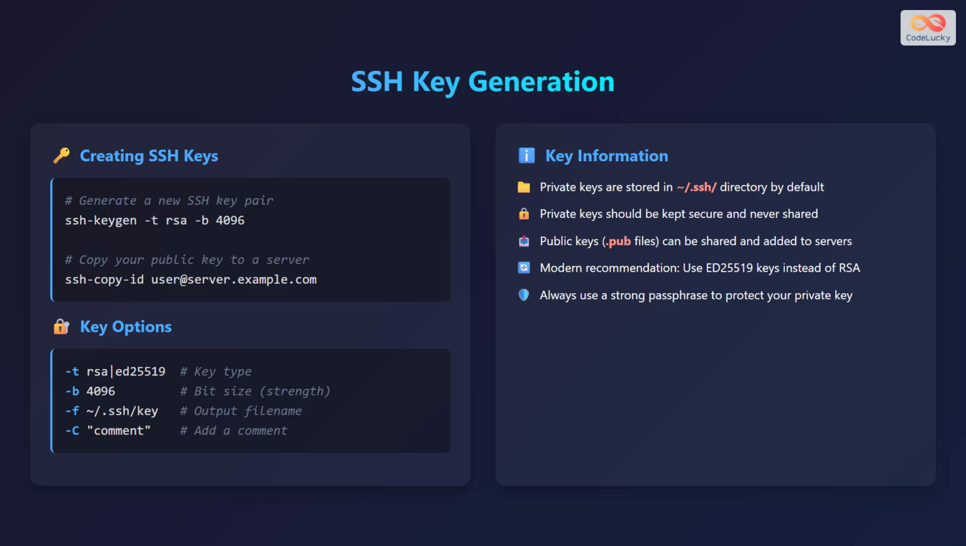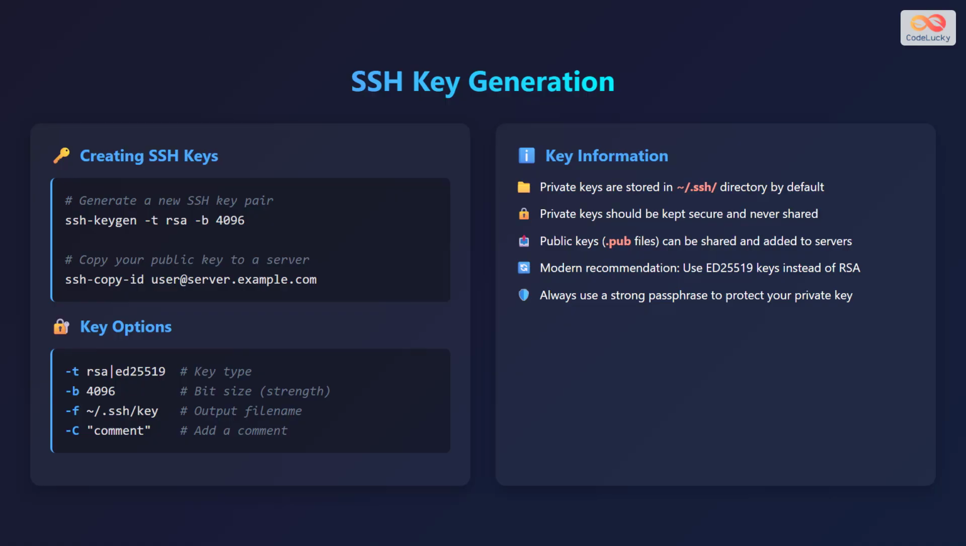Here are some key options you can use with the ssh-keygen command. The option -t lets you specify the key type, such as RSA or ED25519. The option -b lets you specify the bit size, which determines the strength of the key. The option -f lets you specify the output file name for the key.